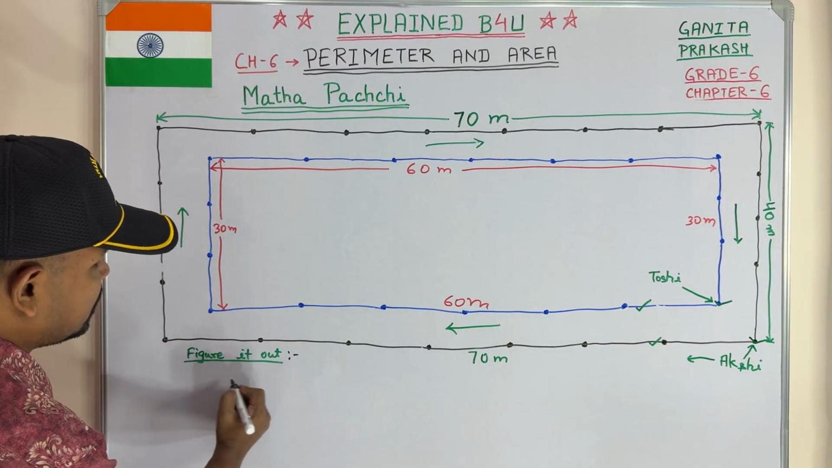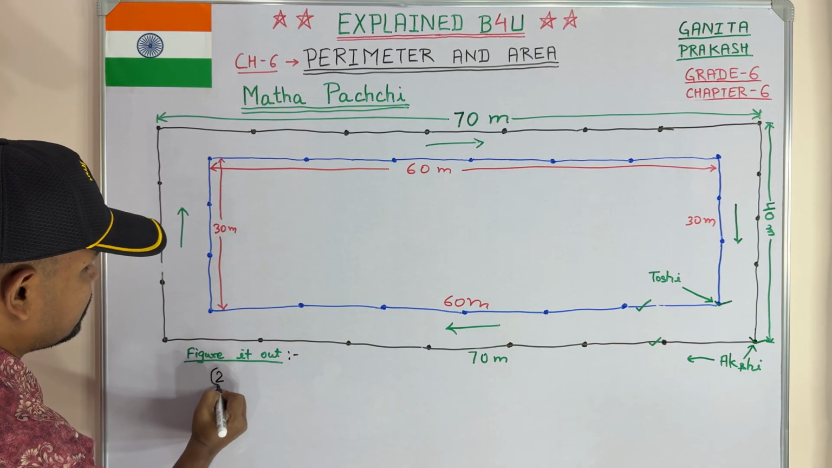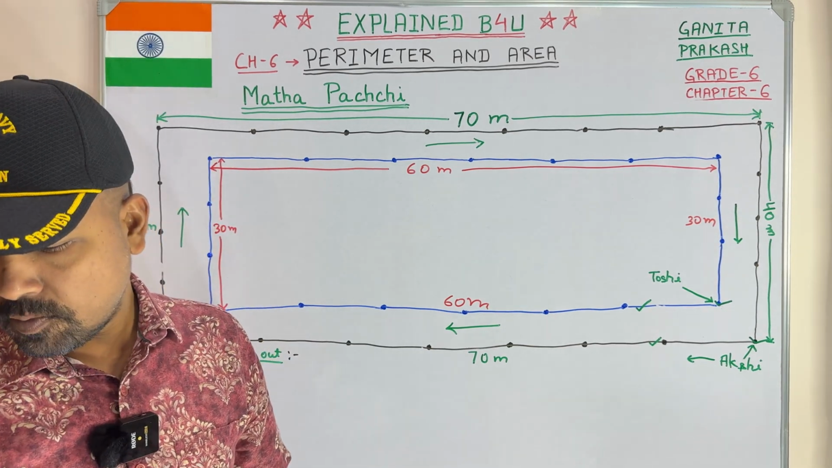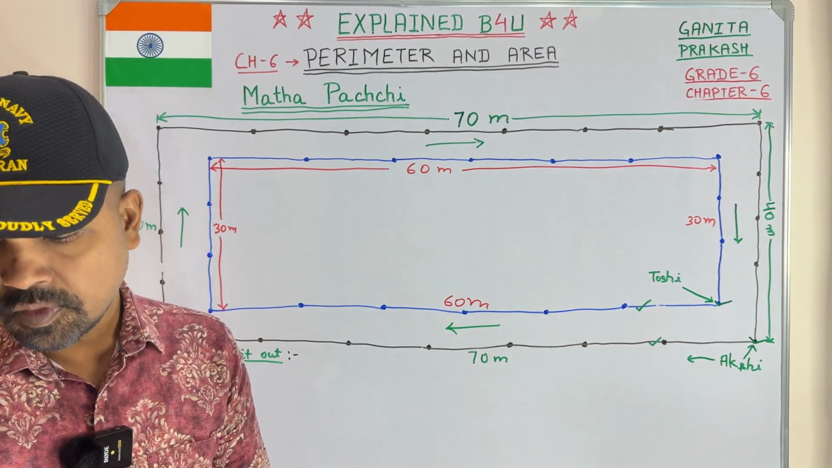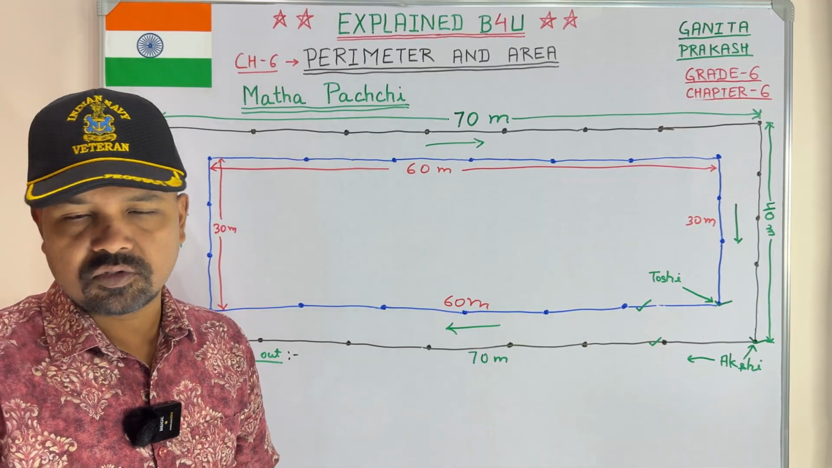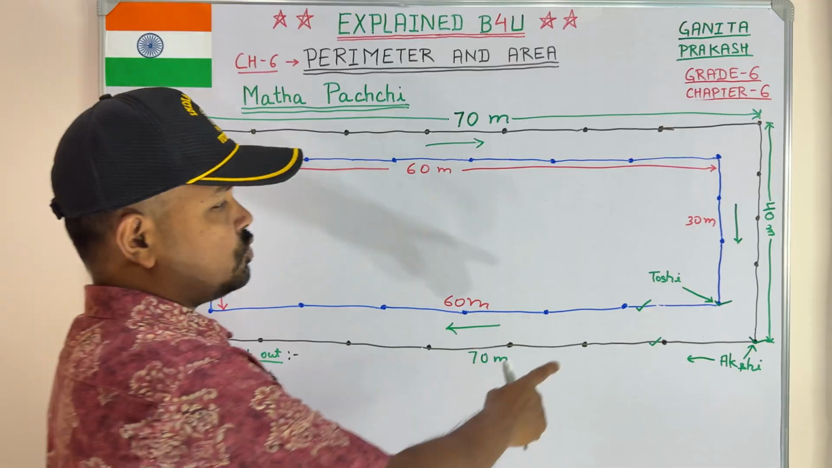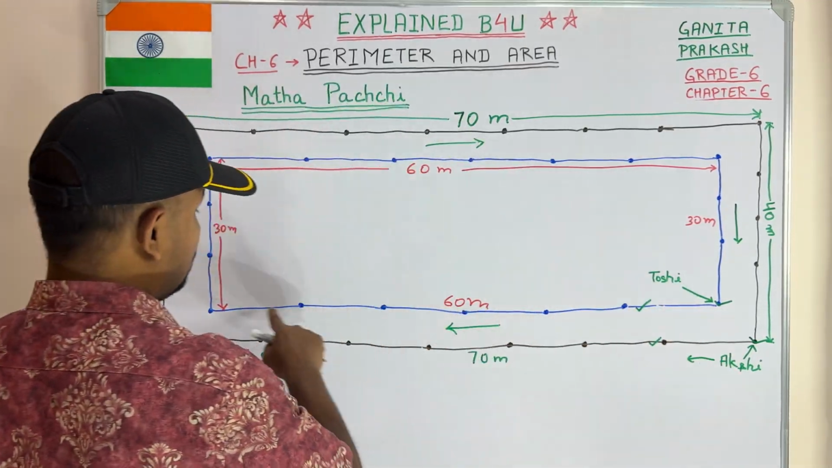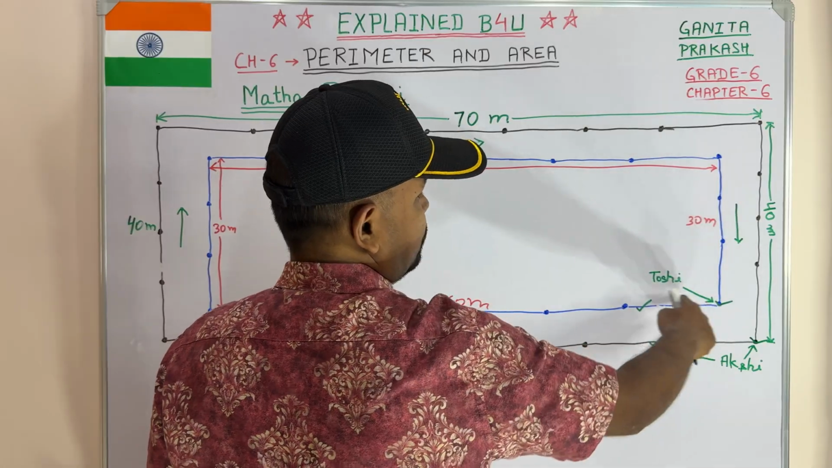So in question number 2, figure it out. Question number 2, page number 133. Find out the total distance Toshi has covered in 7 rounds. Now the question is asking about Toshi. Toshi's starting point is here. She has covered 7 rounds of the inner portion.